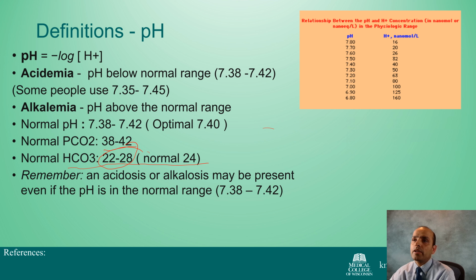And if you see on the right side over here, somebody with normal pH of 7.40 has a hydrogen ion concentration of 40. And when pH goes down by 0.10, hydrogen ion concentration goes up by 10. And when pH goes up by 0.10, hydrogen ion goes down by almost 10, by 8. And these are the different numbers of hydrogen ion concentration with the different pH numbers.